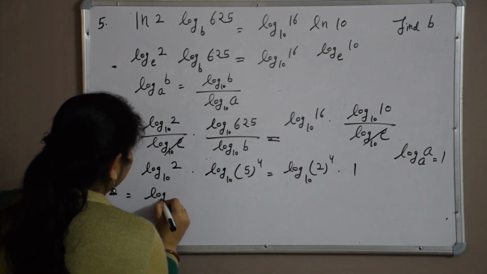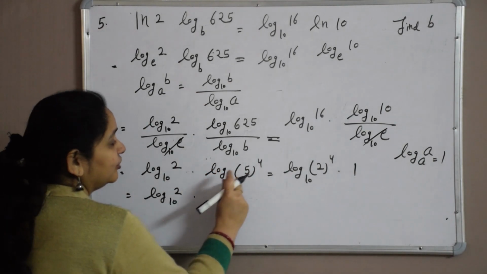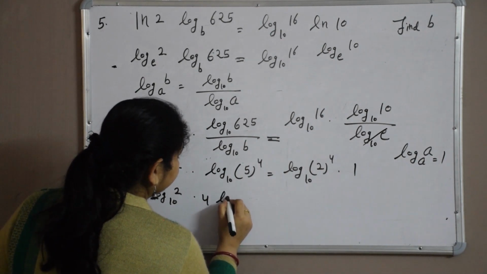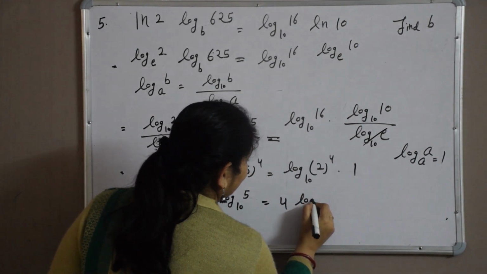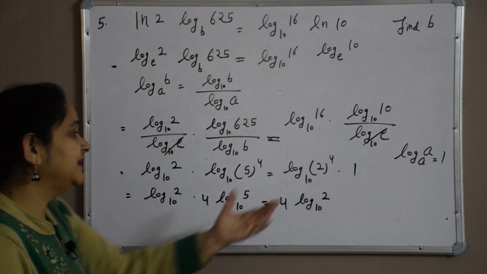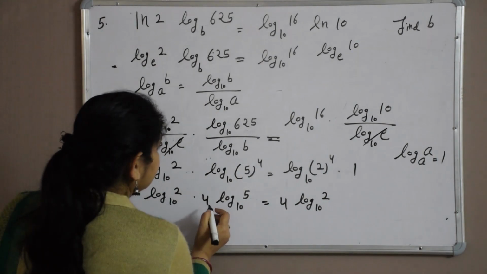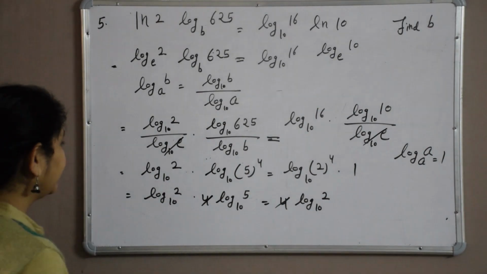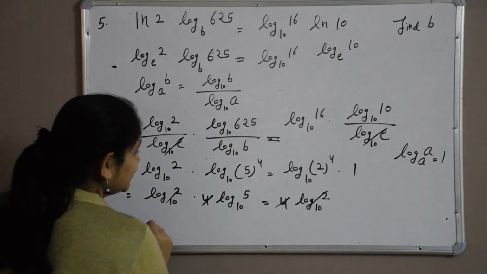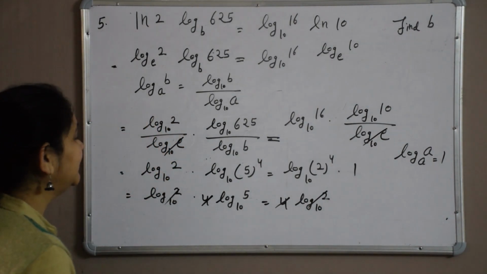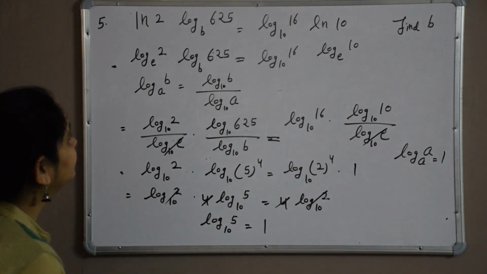So the next step is log of 2 to the base 10 into, now this 5 raised to power 4, as I am telling in all the questions, I am using the direct property: log of m raised to power n, the n comes out. It becomes 4 log of 5 to the base 10 equals, this 4 comes out in this case, log of 2 to the base 10, and this 1 multiplied with this number, so we are left with only this number. This 4 gets cancelled with this 4, and this log of 2 to the base 10 and log of 2 to the base 10 we can also cancel. So on the right hand side we are left with only 1, that is log of 5 to the base 10 equals 1.